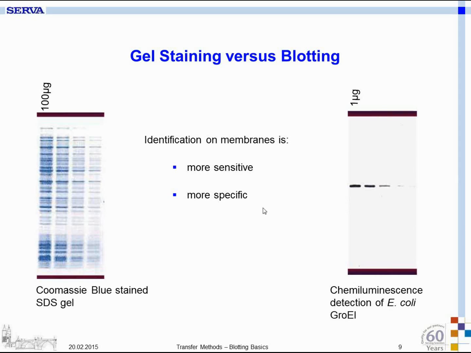But I have to admit that the specificity depends on the quality of the primary antibodies. So if the primary antibodies are not very specific, then you won't have a single band, you will have more bands. This is usually the reason why sometimes people have more than one band after blotting.